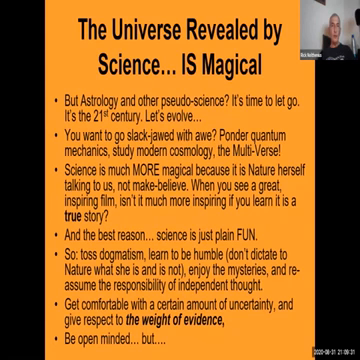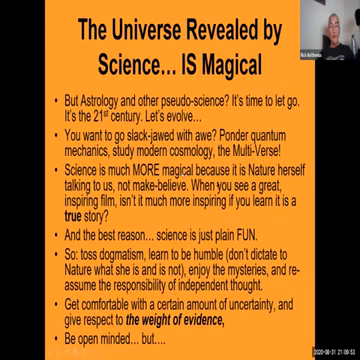The universe revealed by science, it is magical. Astrology and other pseudosciences, really, they're not magical. It's time to let go. It's the 21st century. Let's evolve. You want to go slack-jawed with awe, ponder quantum mechanics, modern cosmology, the multiverse. Take Astro 4. We'll talk about the multiverse.